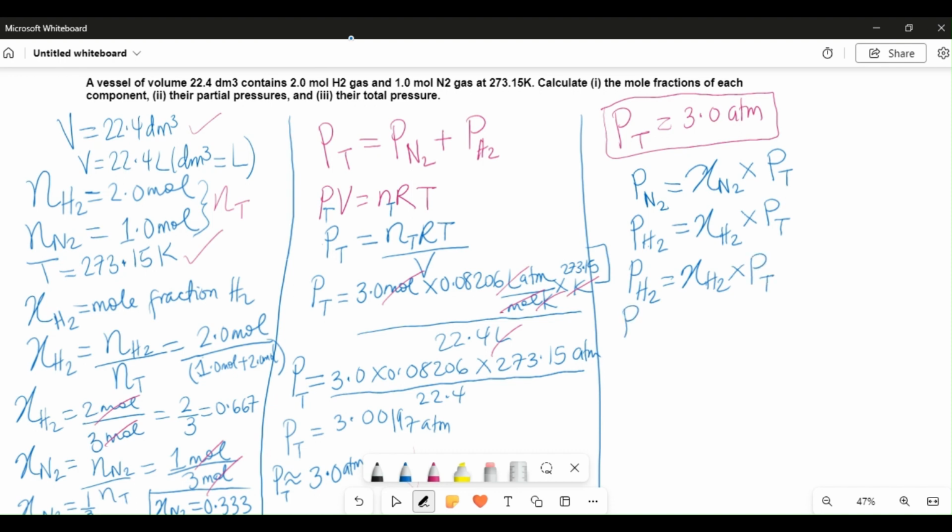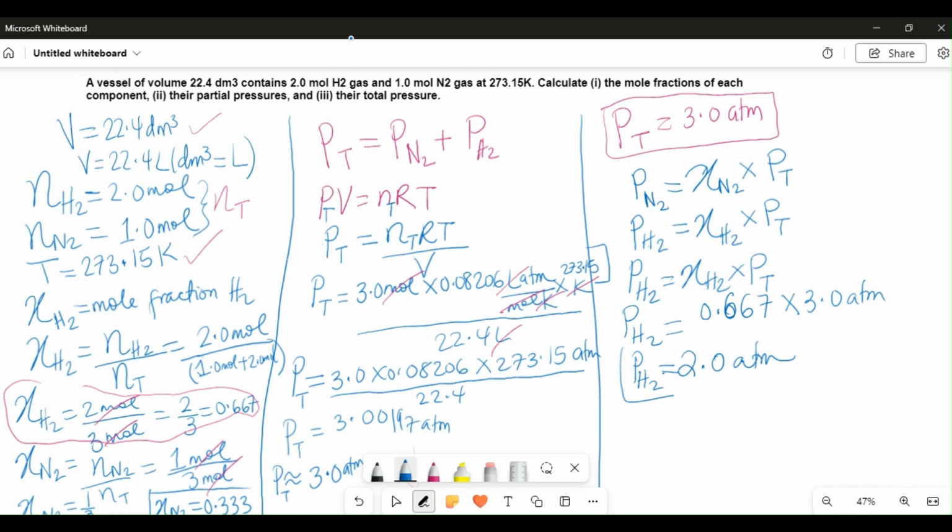So the partial pressure of H2 is just going to be, the mole fraction of H2 is 0.667, like what we solved for right here. That times the total pressure, which we solved for to be 3.0 atmospheres. So what we end up with is P_H2 equals, not times, I apologize, equals 2.0 atmospheres. And that is the answer to this one.